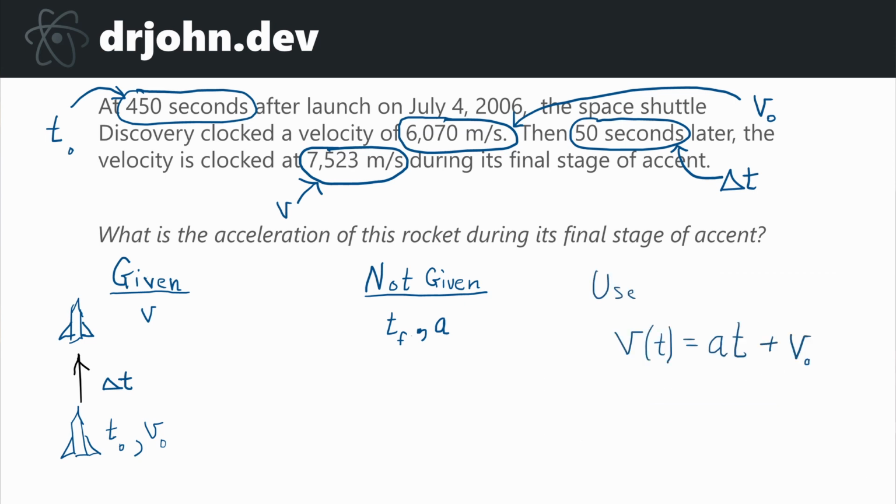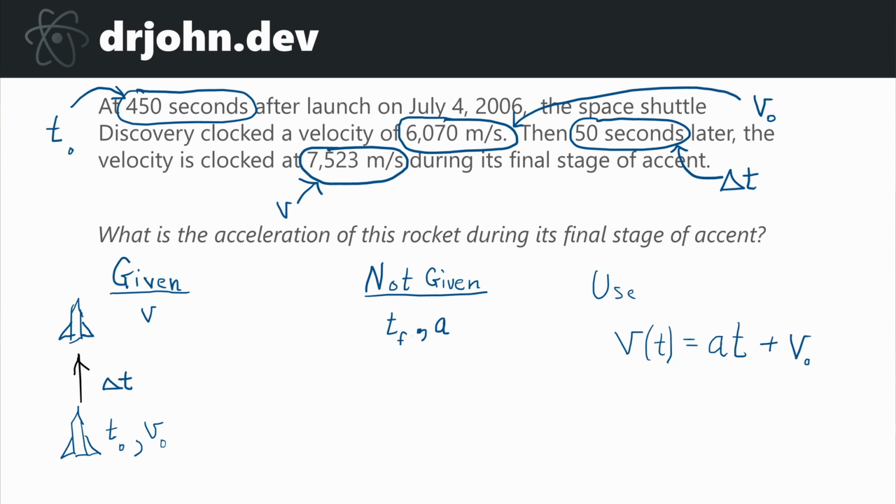Before moving forward, it's important to understand which value of time t to use for this equation. Do we use our initial time, t0, which was 450 seconds? Or do we need to find and use the final time, t sub f? Or do we use the net time interval, delta t, of 50 seconds?